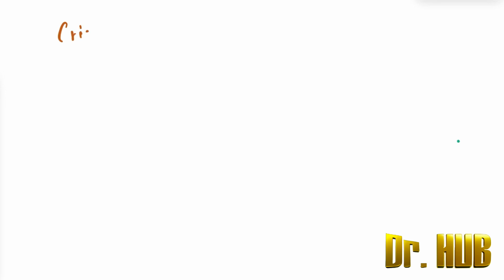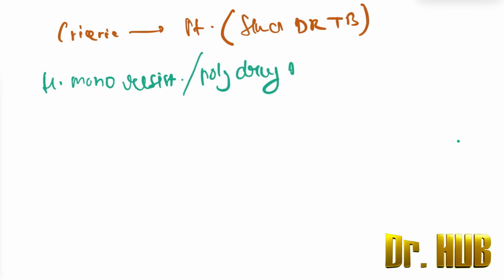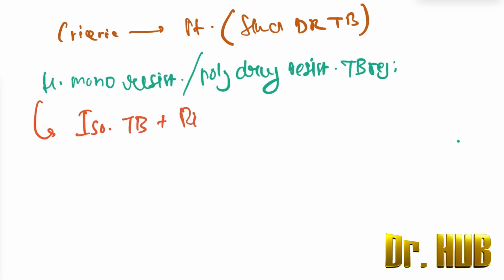So we are left with the criteria for the patients to receive a standard drug resistant TB regimen. In case of the H mono resistant or poly drug resistant TB regimen, what is the inclusion criteria? This includes isoniazid resistant TB along with rifampicin sensitive. There is no exclusion criteria here.